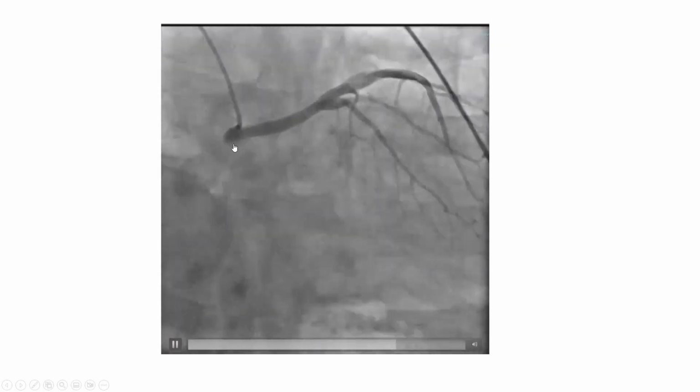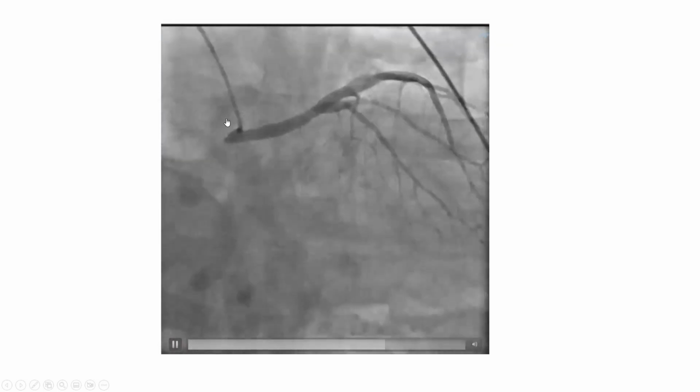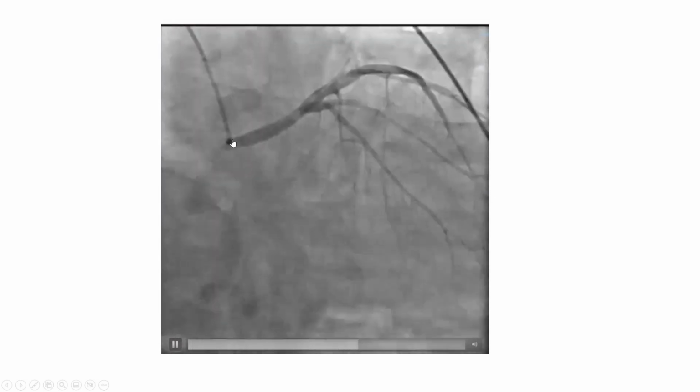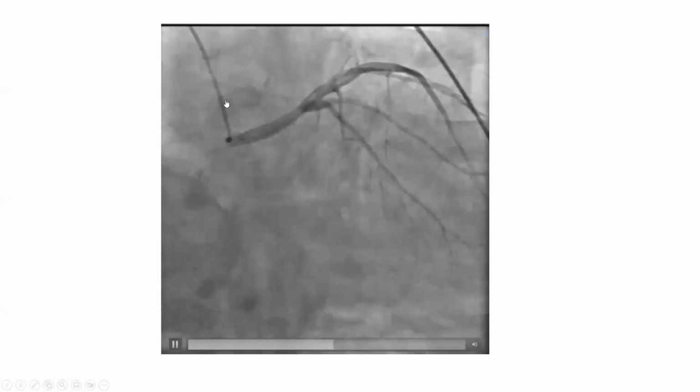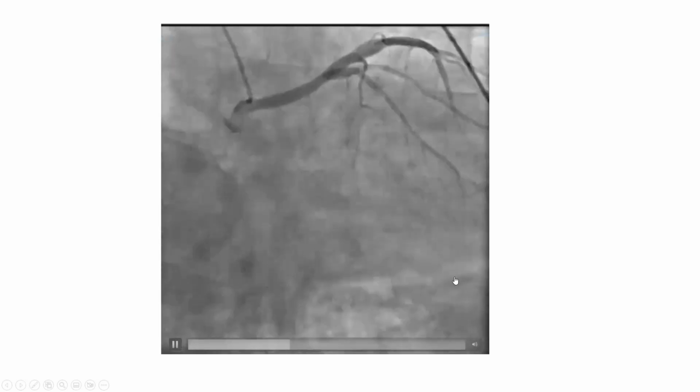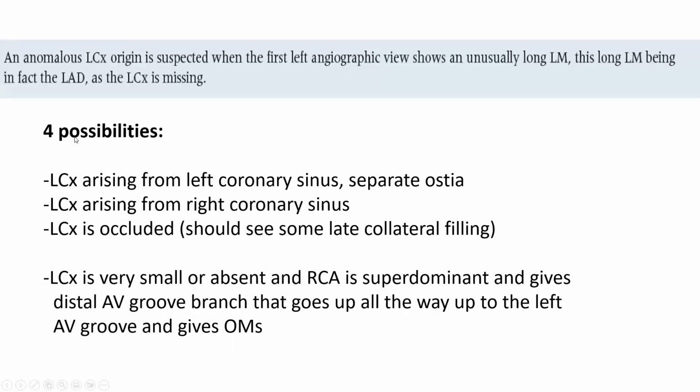So when you see absolutely nothing in multiple views and you're filling a little bit the cusp of interest, which is the left cusp here, you're starting to think this is likely a circumflex, not coming as a separate ostium from the left cusp. It's coming totally from the right cusp. So that's the second possibility here. And those are the four possibilities. Left circumflex arising from the left coronary sinus, separate ostia. Left circumflex arising from the right coronary sinus.